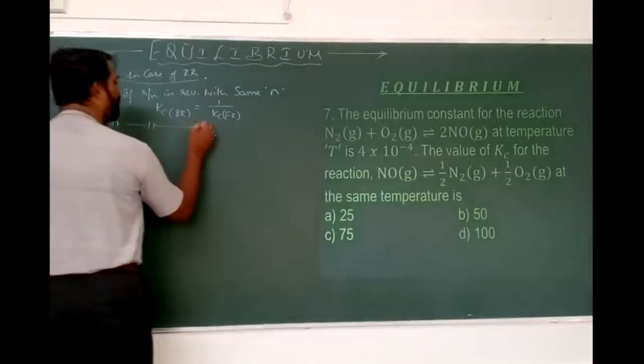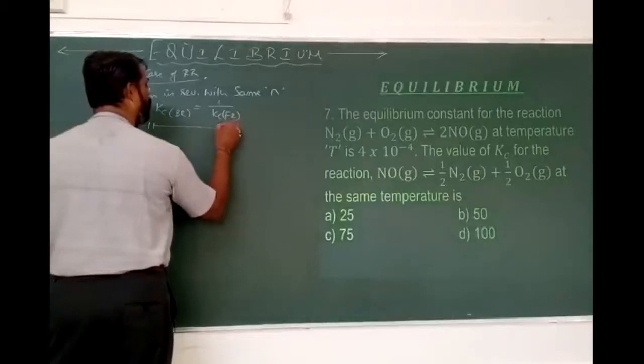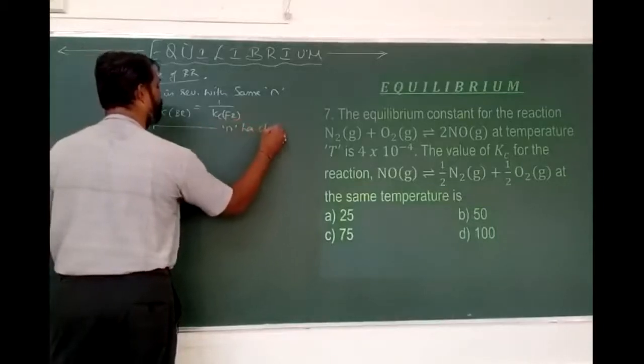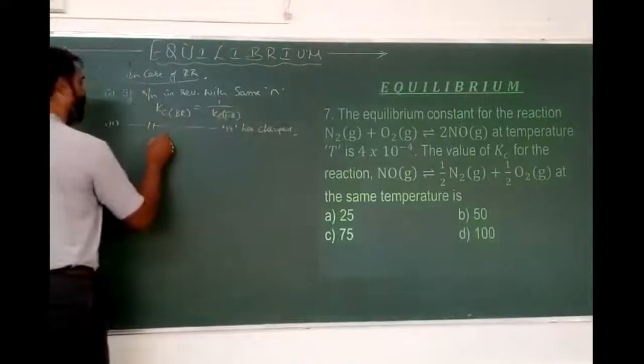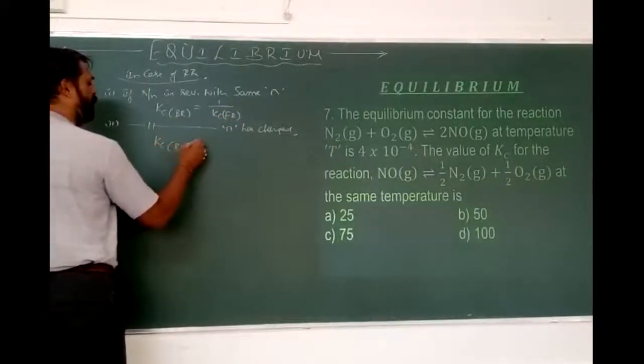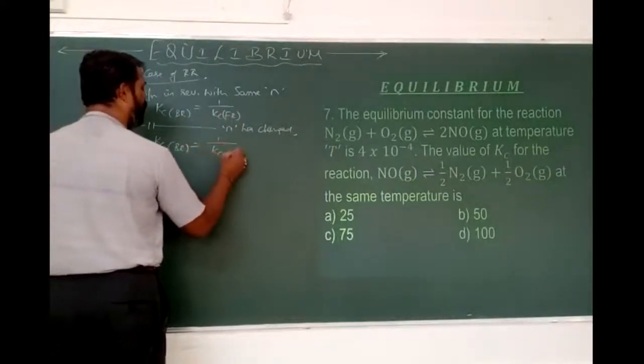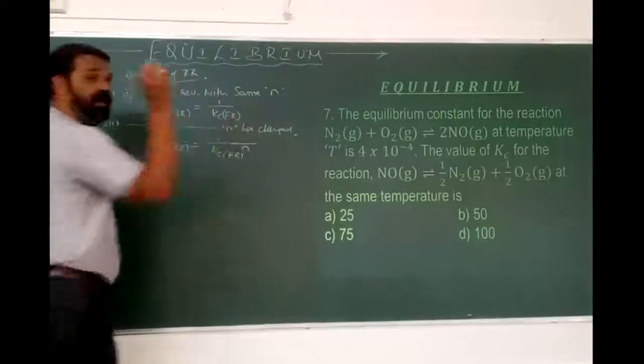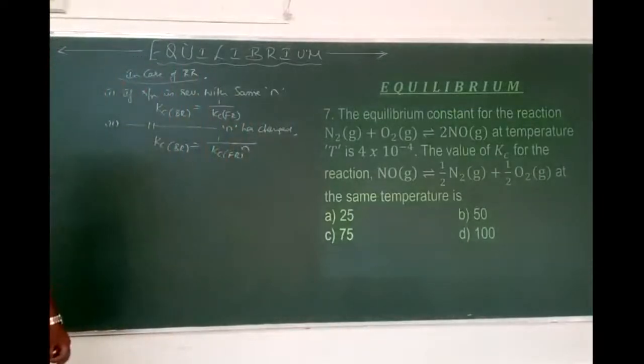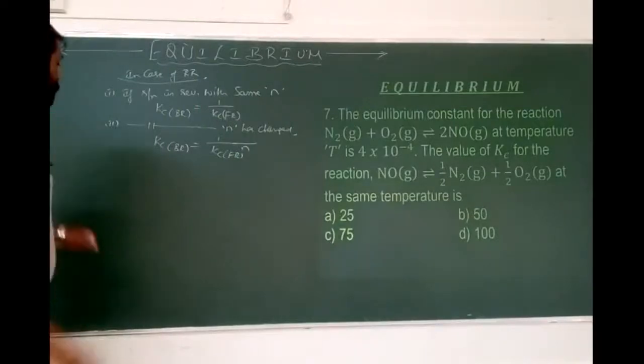Suppose the reaction is reversed and the number of moles has changed by a factor n. In that case, Kc for the backward reaction is equal to 1 upon Kc for the forward reaction to the power of n. n may be a whole number or a fraction. If it doubles or triples, it is a whole number. If it gets halved or becomes one third, it is a fraction.